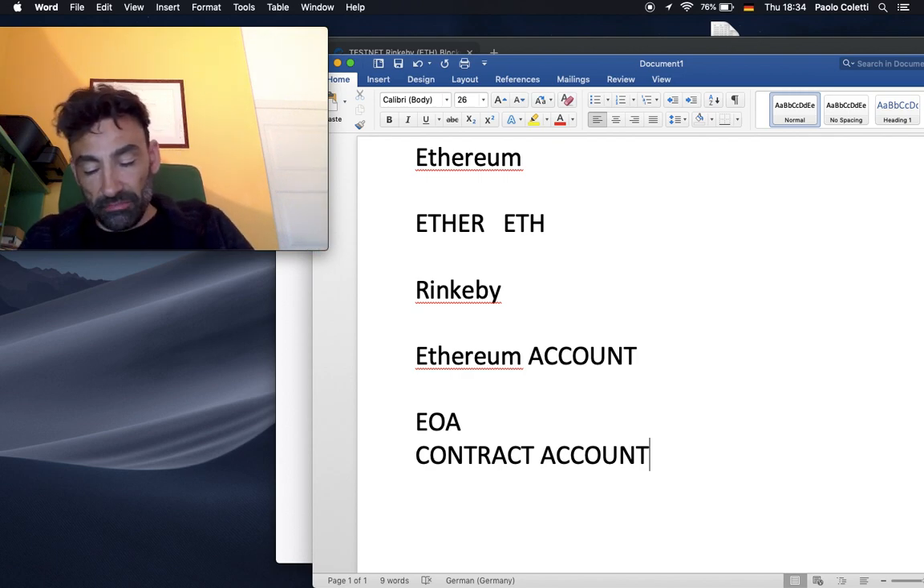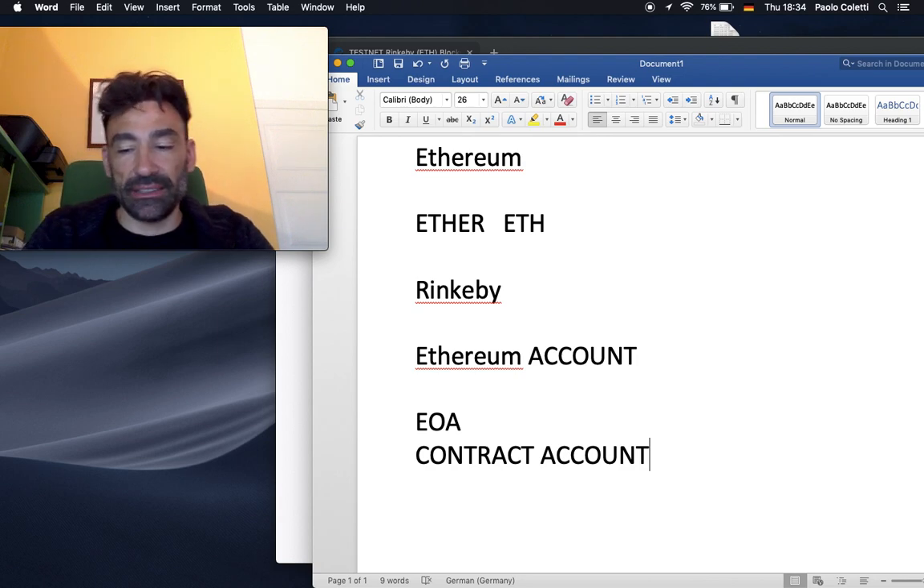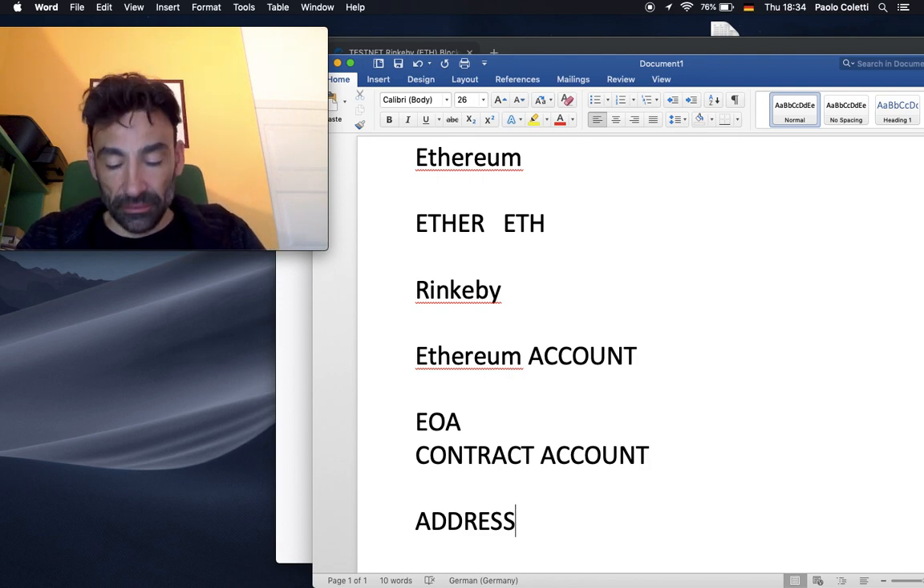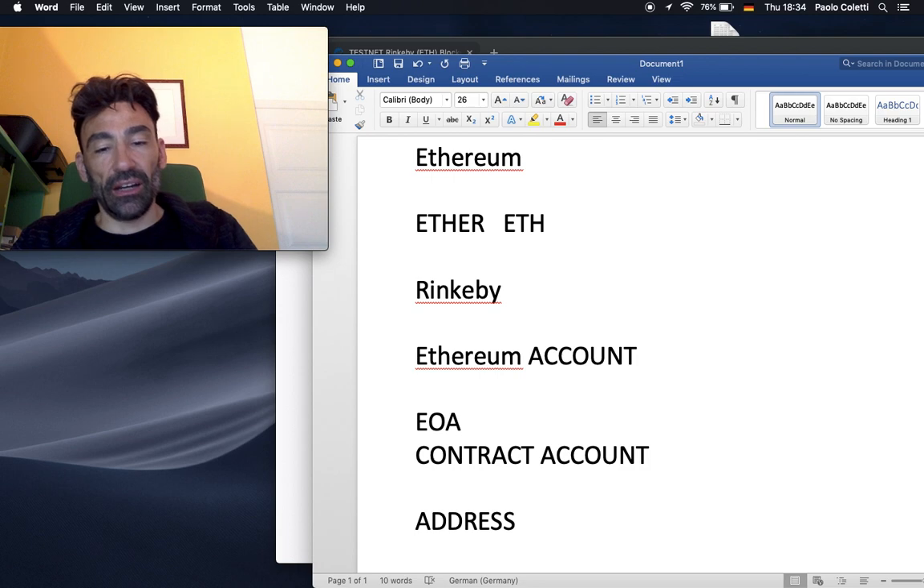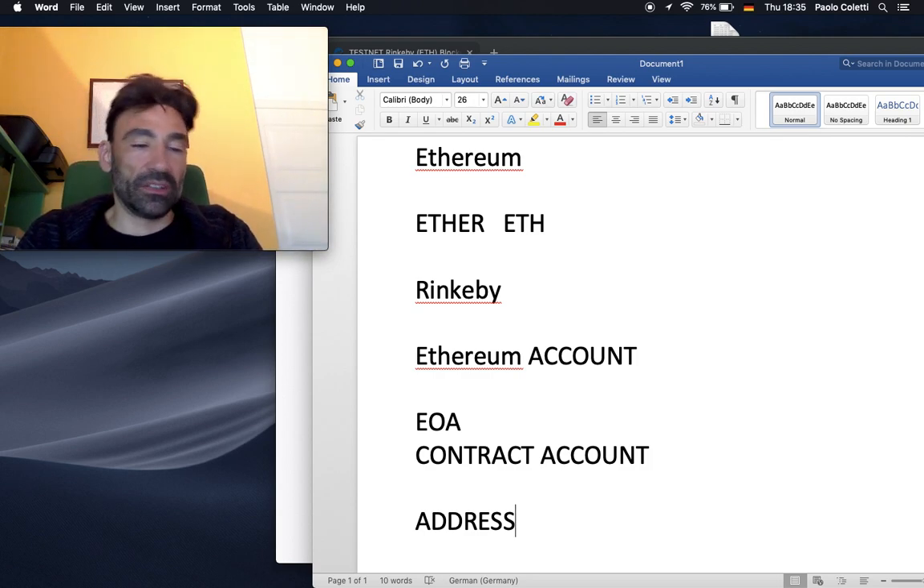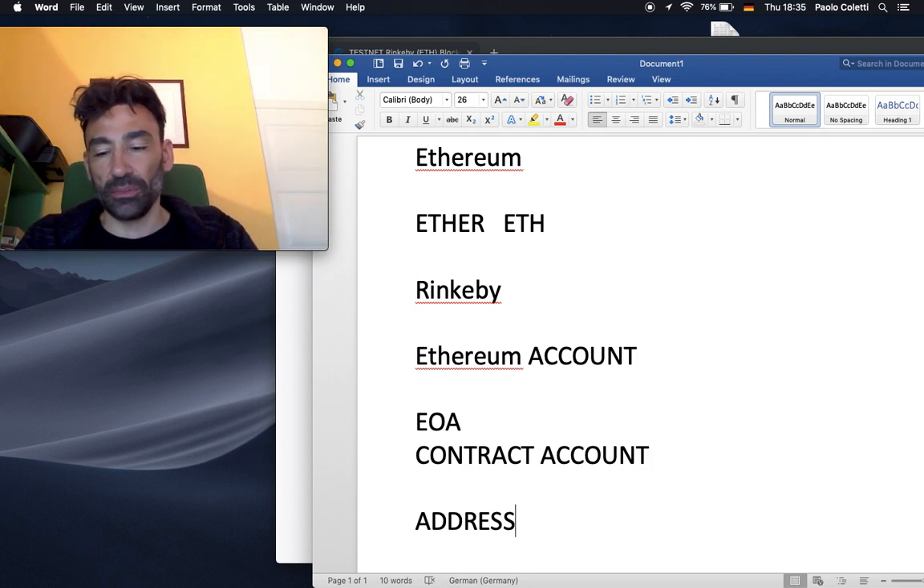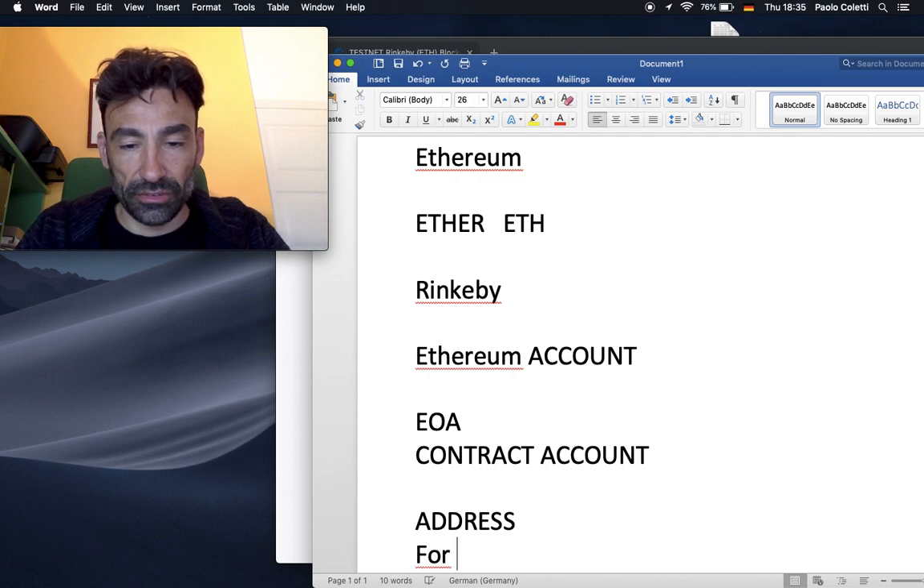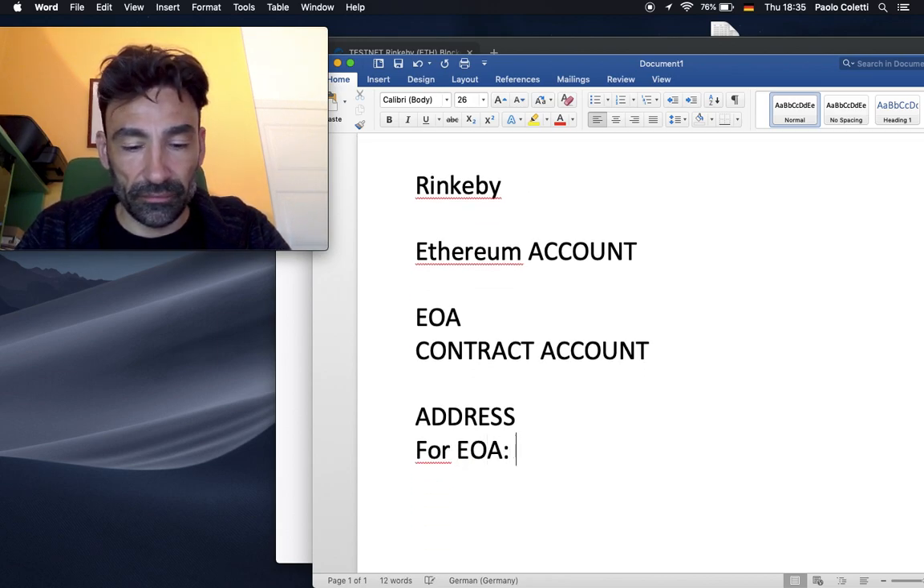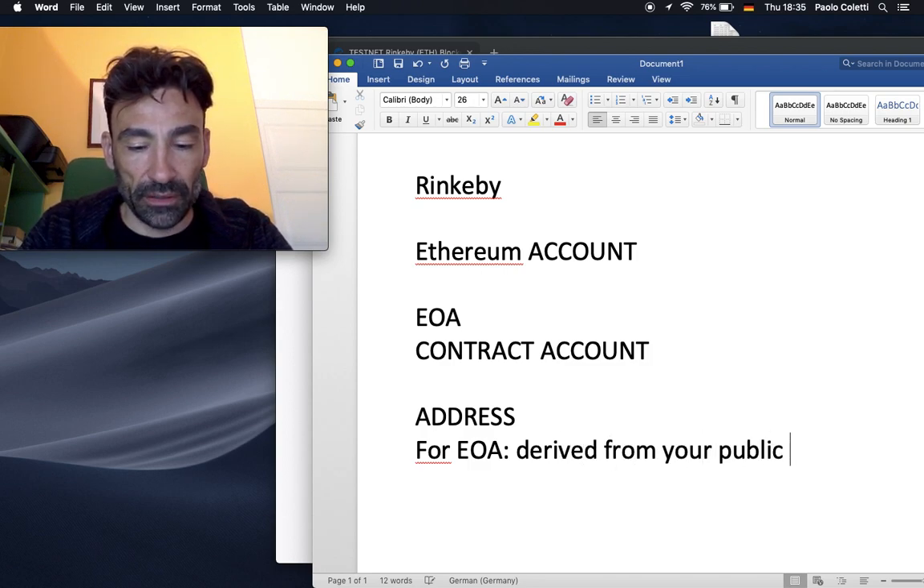Let me see, okay, the address of the accounts. The address of your EOA account, externally owned account, is not exactly the public key as for Bitcoin, but it's derived from your public key. So you take the public key, and from it you get the address. It doesn't change anything for you. The only important thing is that it's not exactly your public key. The address of a contract account, on the other hand, is a little different. Address for EOA: derived from your public key.